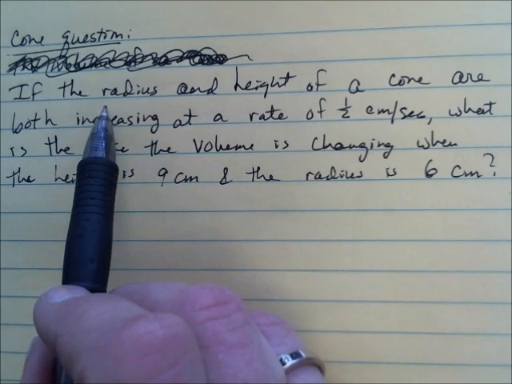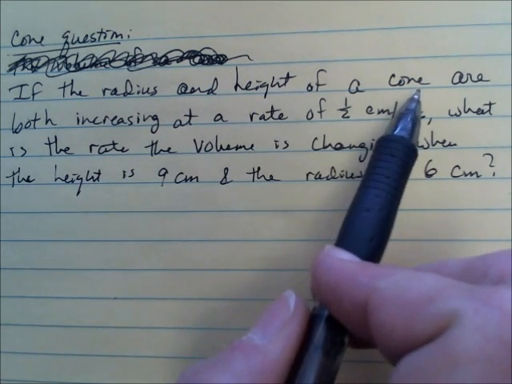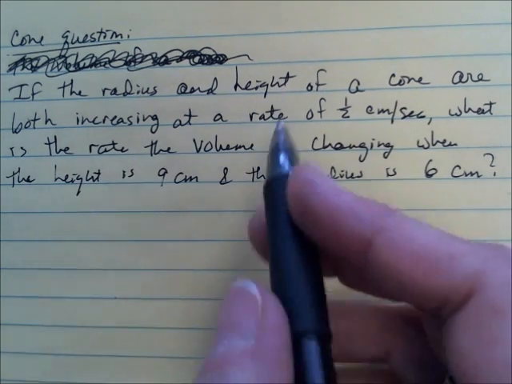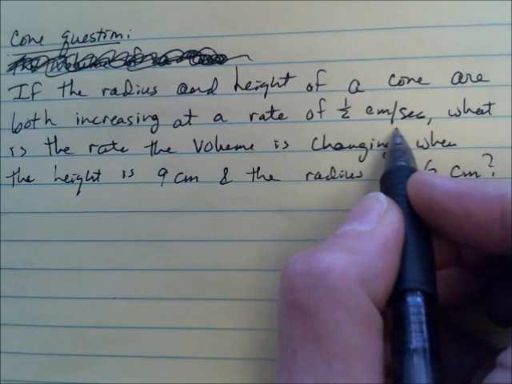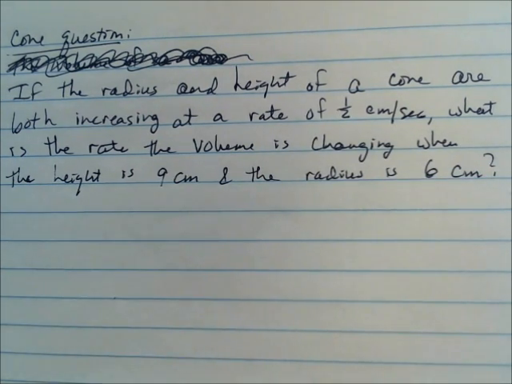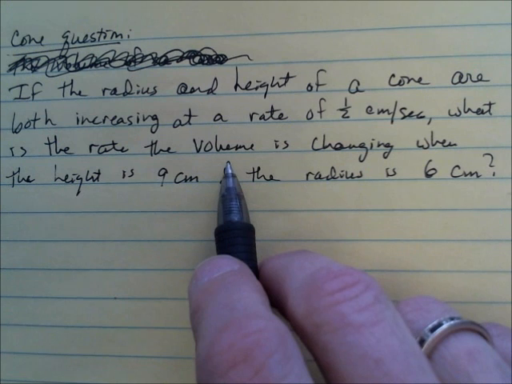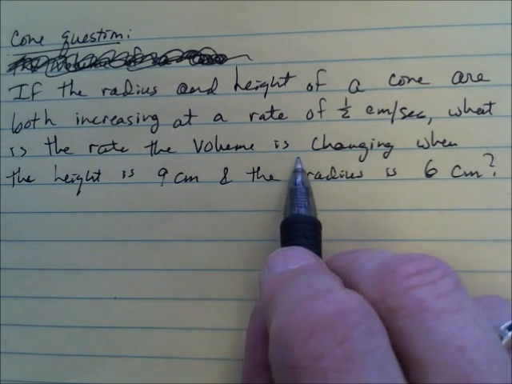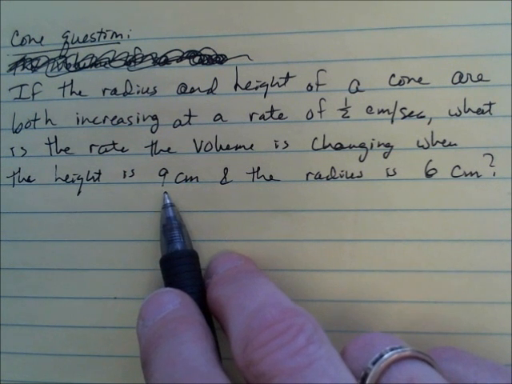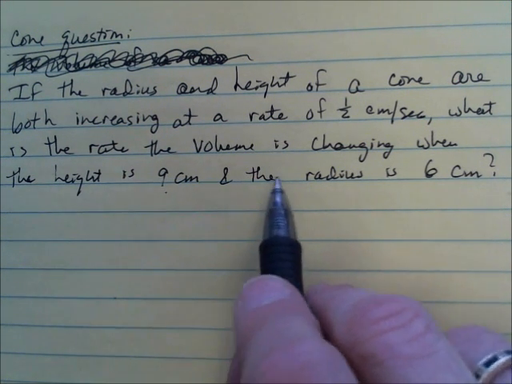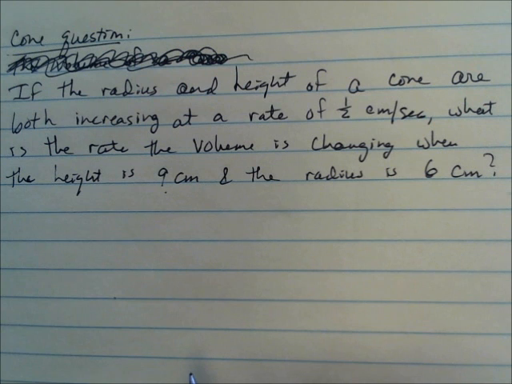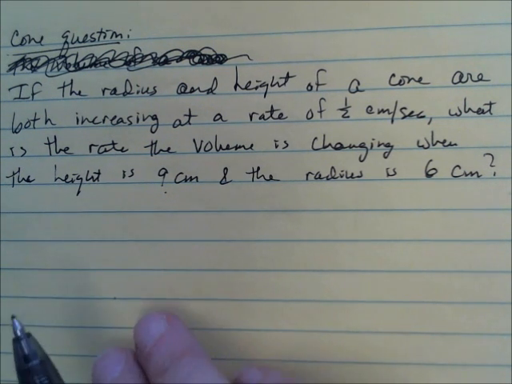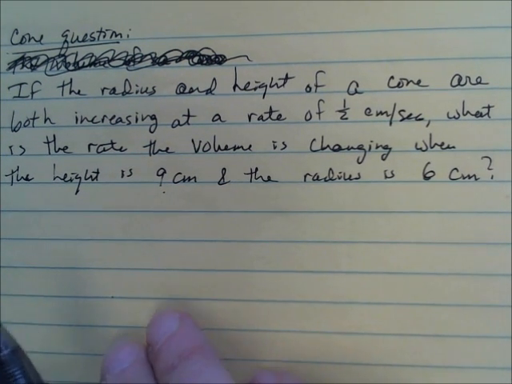The radius and the height of a cone are both increasing at a rate of 1/2 centimeter per second. At what rate is the volume changing when the height is 9 centimeters, that's the height of the cone, and the radius is 6 centimeters? So you can take a moment to jot all this down.